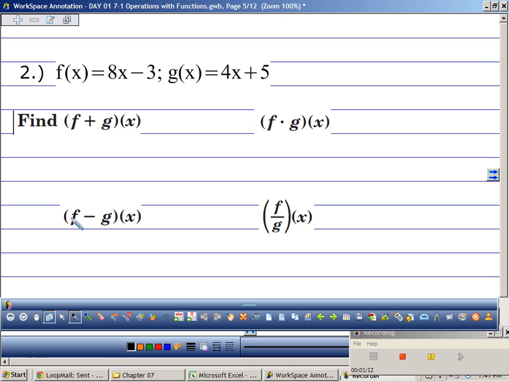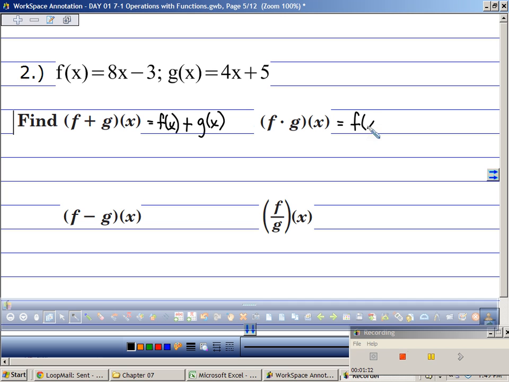All right, so here's our first one. I've got 4 instances here: f plus g, f times g, f minus g, and f divided by g. So the first thing I'm going to do when I look at this is say, well, really what this is saying is the function of f of x plus g of x. This one is saying f of x times g of x. This one is saying f of x minus g of x. And this one is f of x divided by g of x.